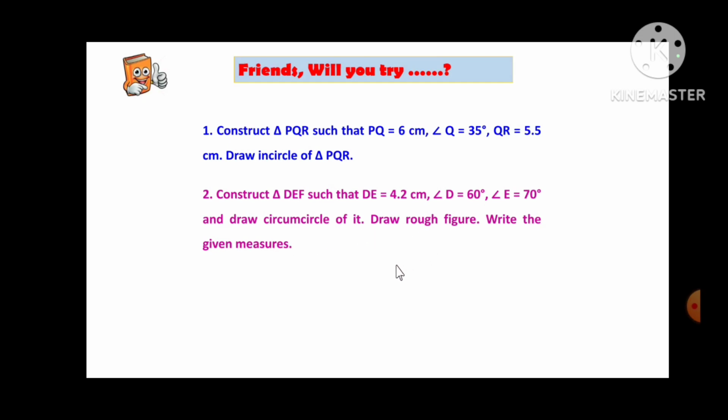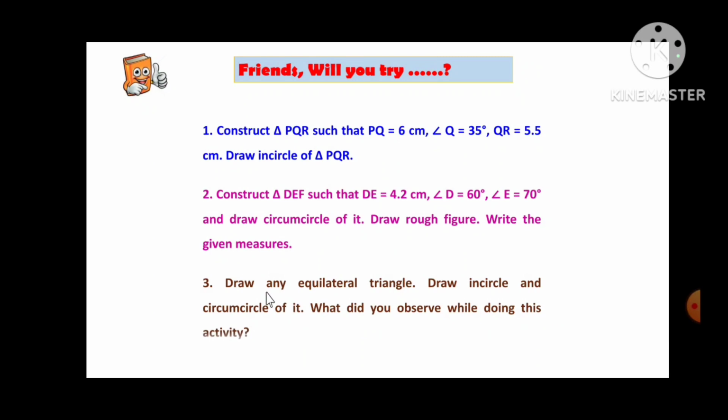Draw a rough figure and write the given measures. Here an activity is there. Draw any equilateral triangle. Draw the incircle and circumcircle of it. What did you observe while doing this activity? You have to mention the observations. So try this. Again use reference study material and attempt the problems.